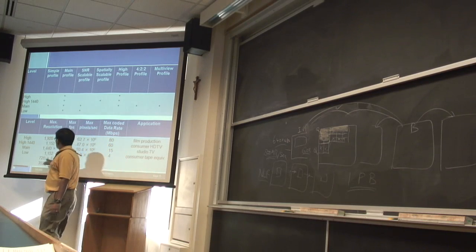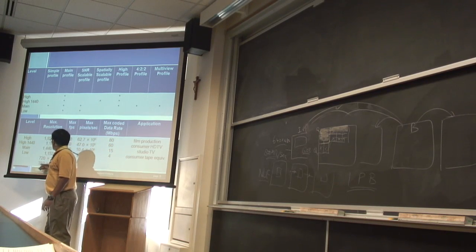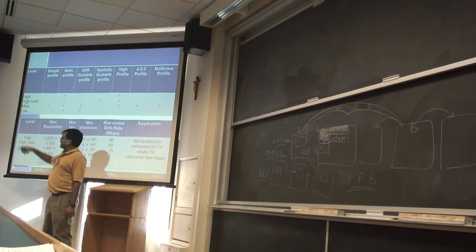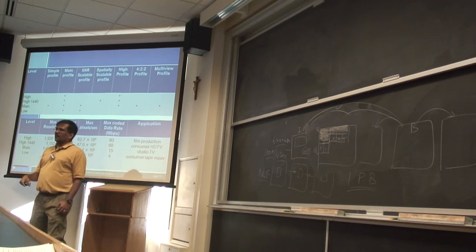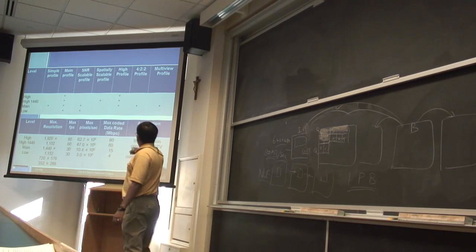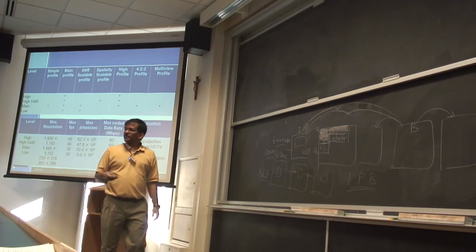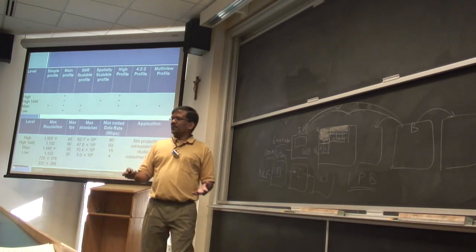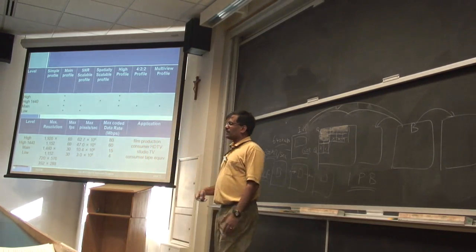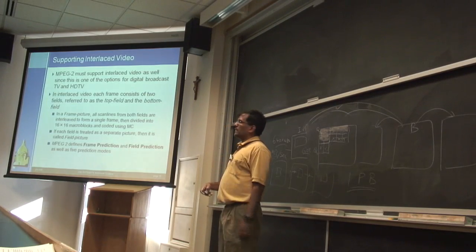Essentially, it can start with an image as small as 352 by 288. It can go up to 1920 by 1152. And I think the bandwidth can be 80 megabits per second and so on, right? So MPEG 2 is sort of the standard we use. MPEG 4 is more of a newer one. I'll continue with this in the next lecture.